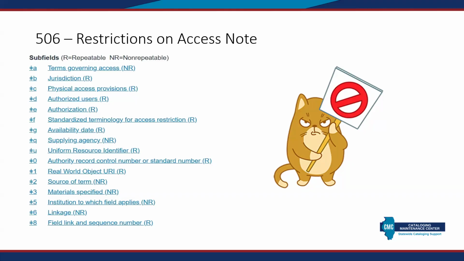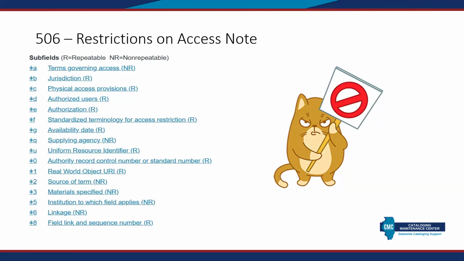Subfield E is authorization. It is similar to subfield D in that the entity in subfield E is the one responsible for the restrictions listed in subfield A. Subfield F, standardized terminology for access restriction, also known as STAR. You can use the standard terminology for access restrictions terms, or you can use your own. We will look at the standard terminology for F on the next slide.